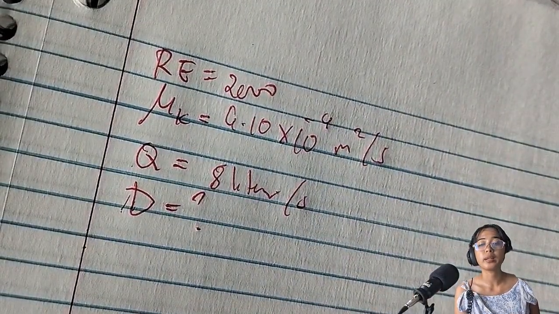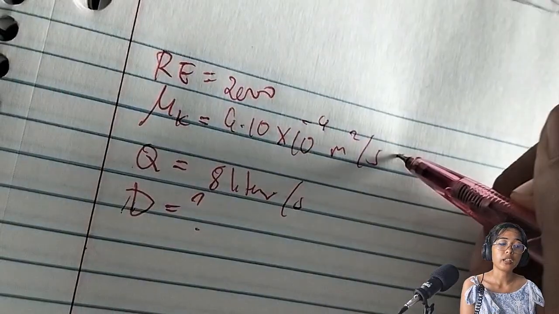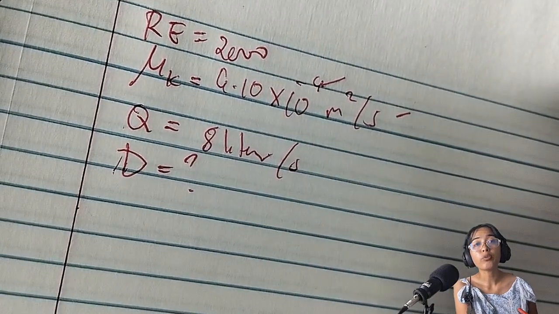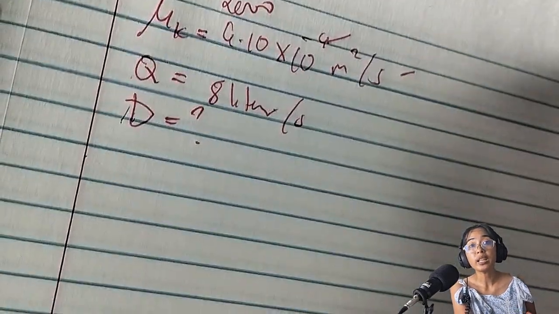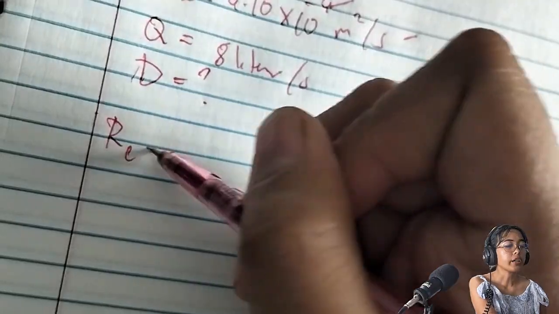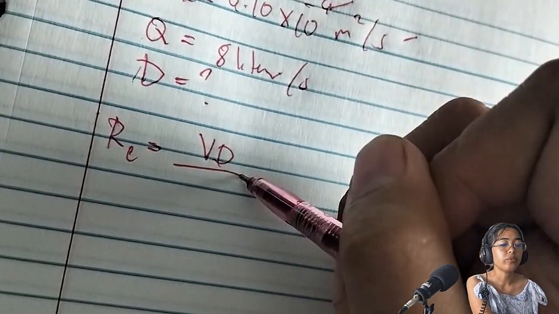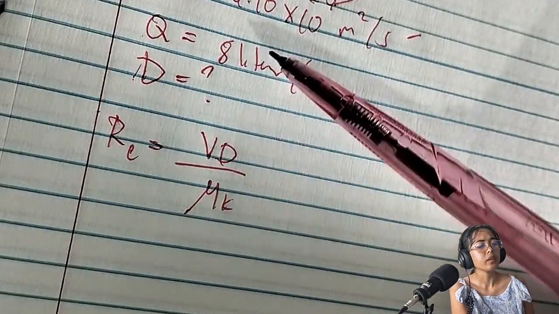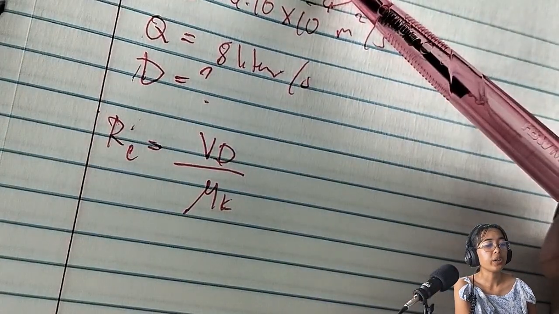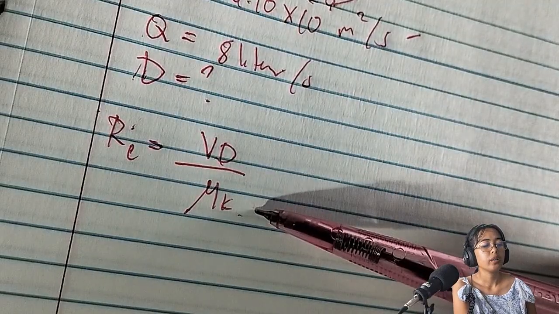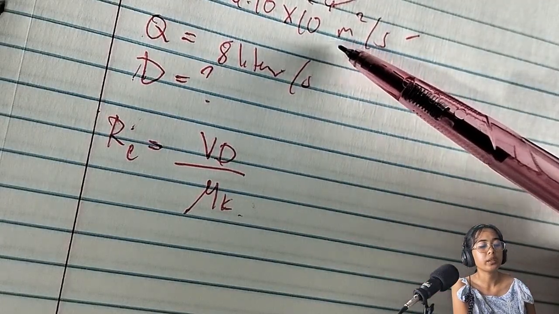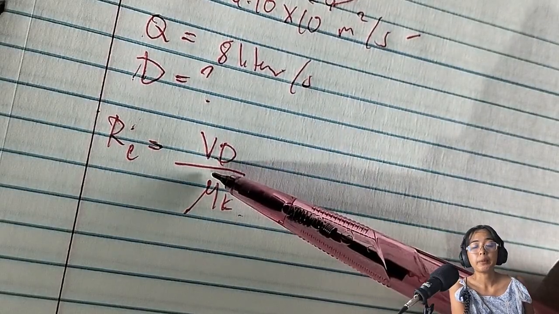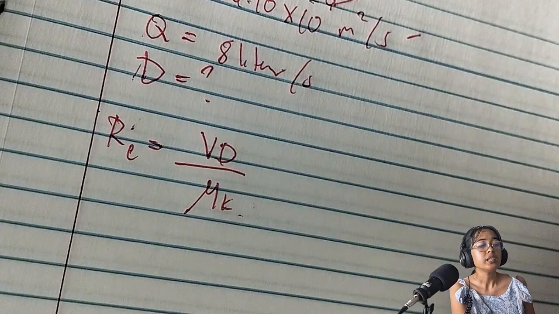So, how do we solve this? Since we were given the kinematic viscosity and the Reynolds number, we will use the formula in getting the Reynolds number using kinematic viscosity, which is RE equals VD over the kinematic viscosity. We have RE, which is 2,000, right? Then we have the kinematic viscosity, which is 6.10 times 10 to the negative 6. But we do not have the velocity, so that is the missing value. So, how would we get V?